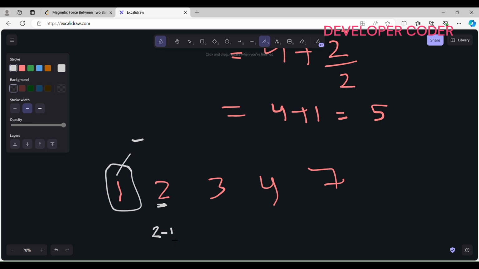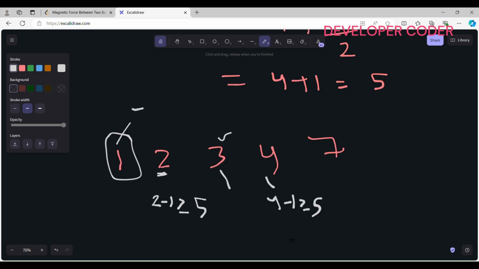So 2 minus 1 is greater than equal to 5. No. Can I place my ball here? No. Can I place my ball here? 4 minus 1 greater than equal to 5. No, because minimum force is greater than, right? 3 is, this is false. Okay, so can I place my ball here?